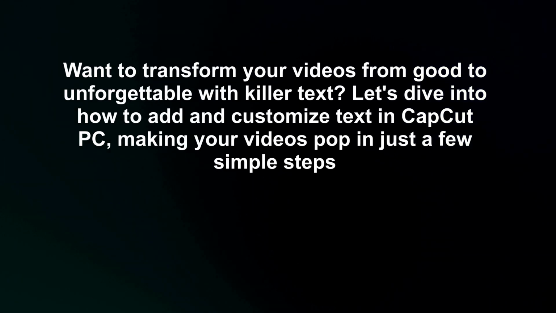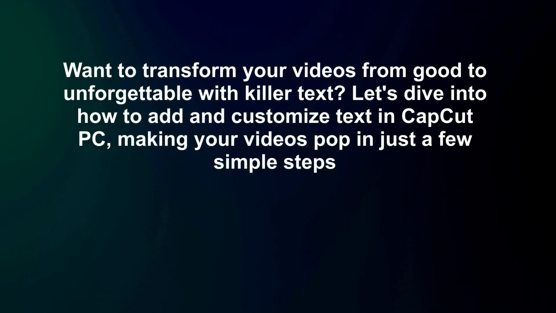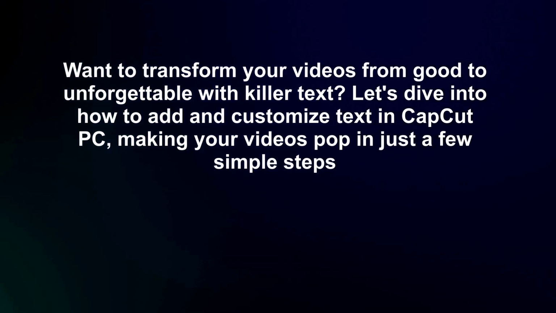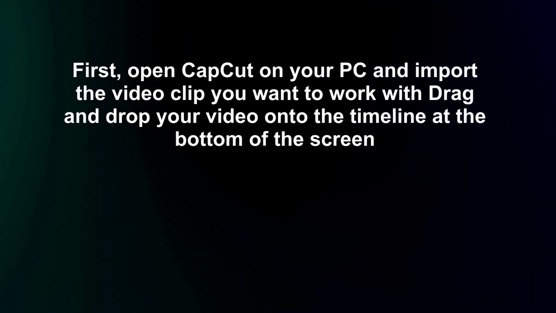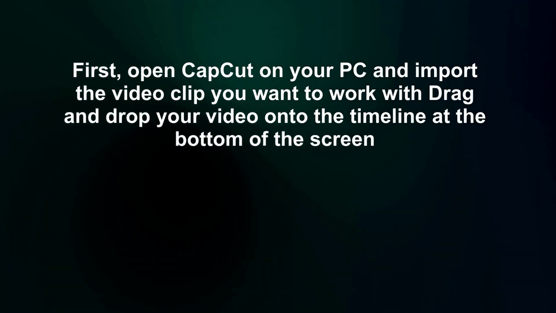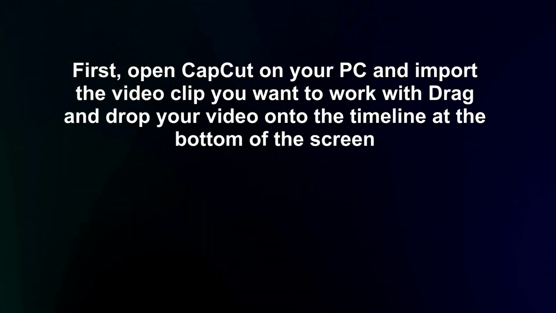Want to transform your videos from good to unforgettable with killer text? Let's dive into how to add and customize text in CapCut PC, making your videos pop in just a few simple steps. First, open CapCut on your PC and import the video clip you want to work with. Drag and drop your video onto the timeline at the bottom of the screen.